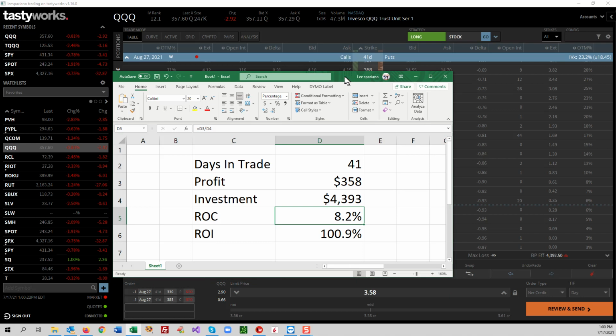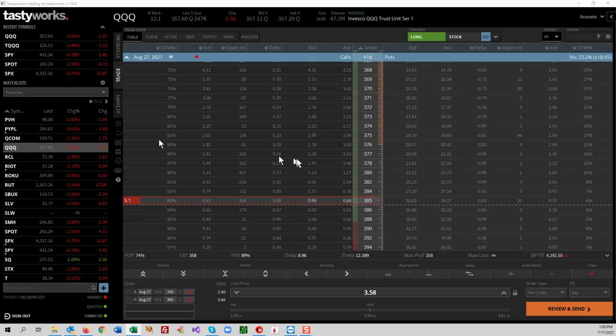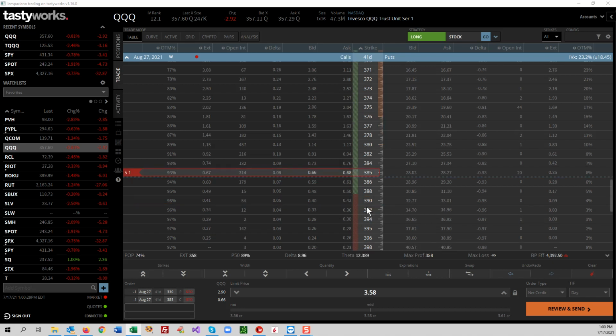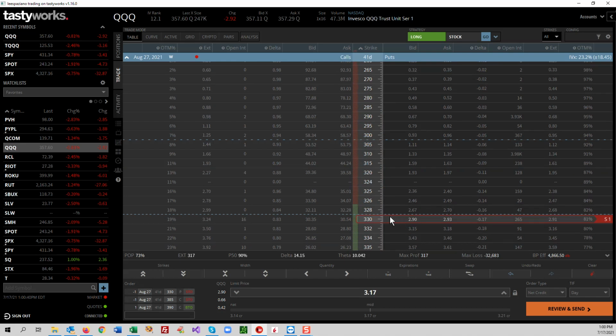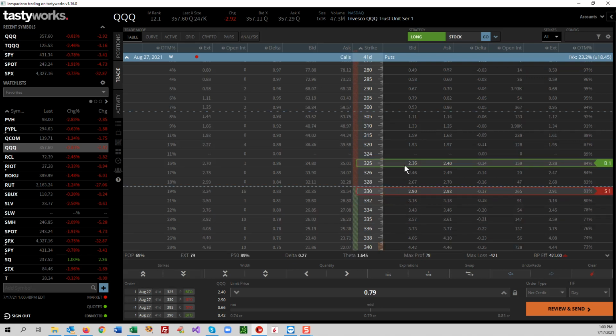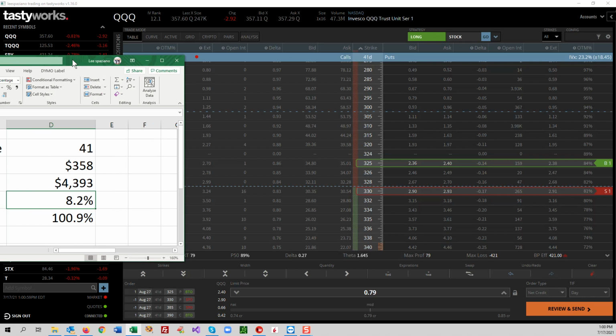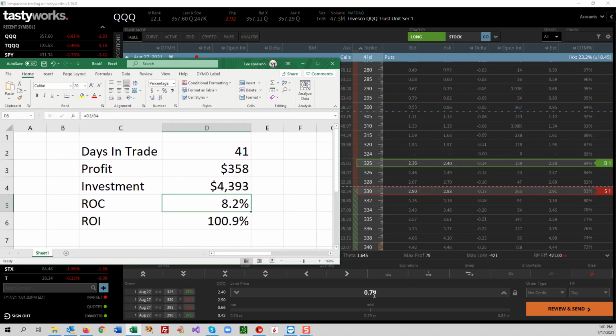So now let's take this and turn it into an iron condor. For fun, let's make it $5 wide. So at 385 we'll buy a long leg at 390 on the call side, and on the put side we'll buy a long put at 325. Now the most we can risk on the bottom side is $5, and the most we can risk on the top side is $5. Okay? So our total risk, the most we can possibly lose on this trade, is $500. But we're receiving a $79 credit.